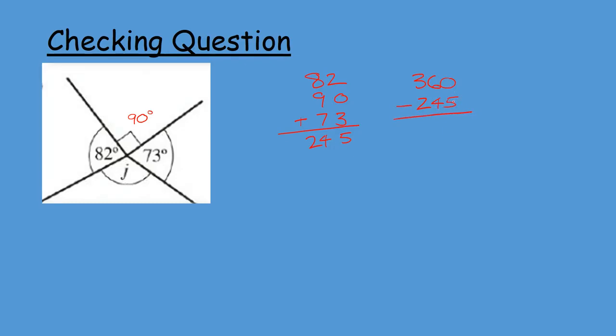Okay, so 0 take away 5 I can't do, so I'm going to borrow 1 from here. And it's become 10. So 10 take away 5 is 5. 5 take away 4 is 1. 3 take away 2 is 1. So we know then that J is equal to 115 degrees.